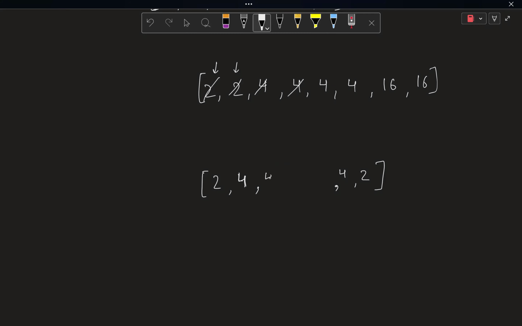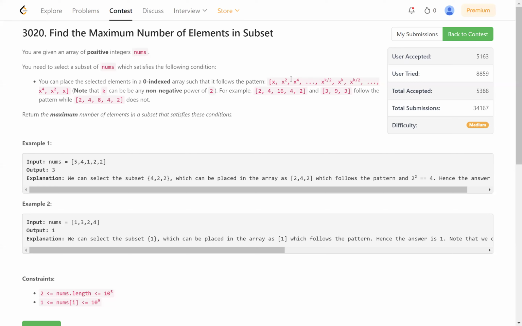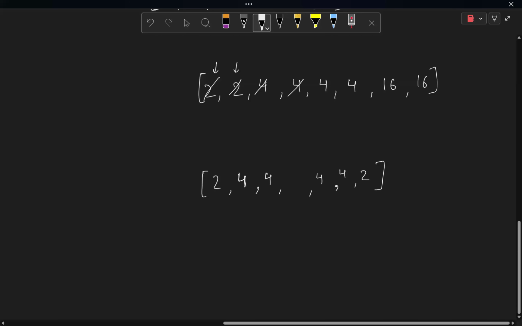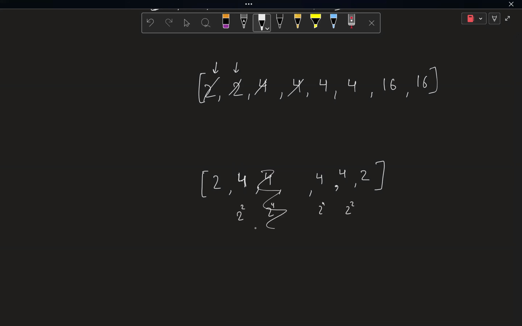Now, will you place 4 and 4 like this? Can you place it? I hope that you didn't make such a silly mistake. You cannot place it because it will not be equal to x, 2 raised to the power 4. Here 2 raised to the power 2 should have been coming, and here 2 raised to the power 4 should have been coming. So this is not equal to 2 raised to the power 4. That's why you cannot place 4 again. All the occurrences of 4 after 2 occurrences are just waste. There is nothing you can do with them.